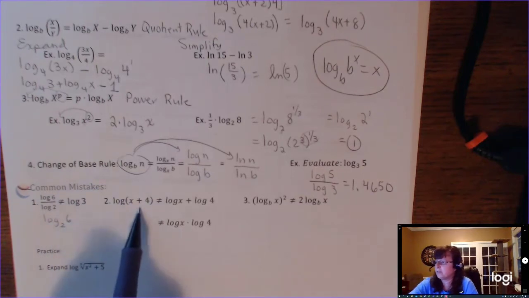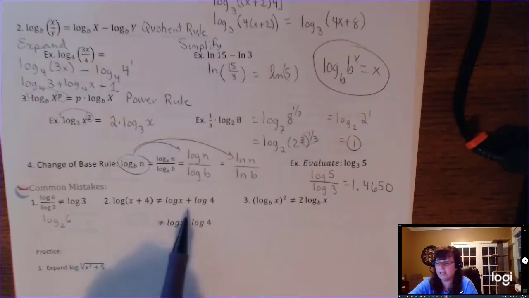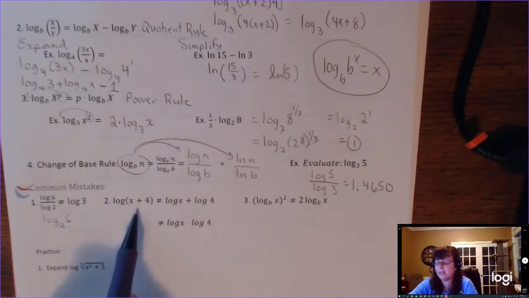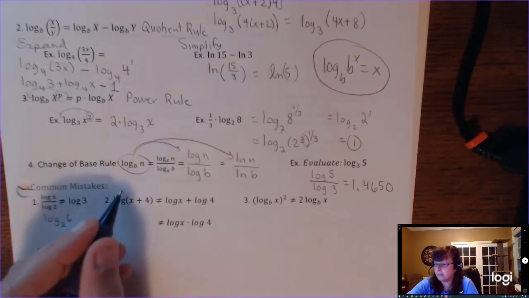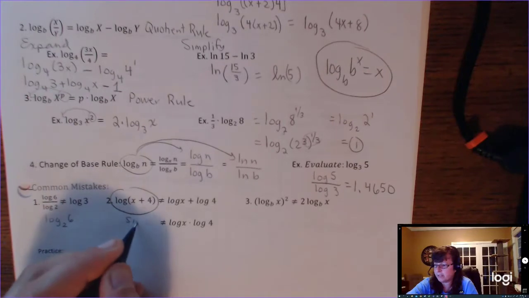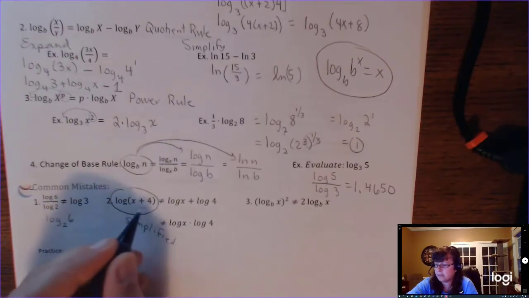I've mentioned this one. Sometimes people will want to split a log that's being added with the numbers added into 2 logs being added. That makes no sense. 1 log multiplied is 2 logs added. 1 log added is not equal to 2 logs added. That's not right. You also can't go the other way. So that's as simple as you can get it. That's simplified. Can't pull apart a sum ever.